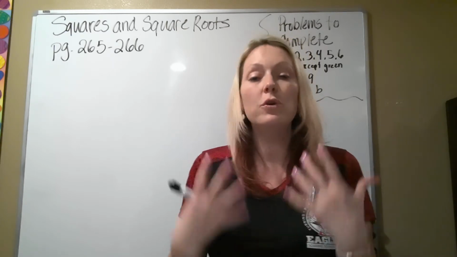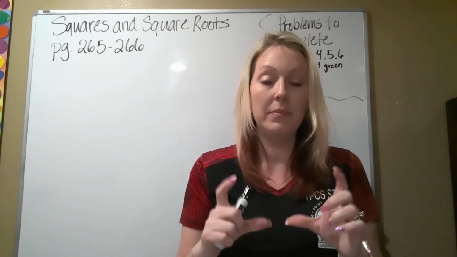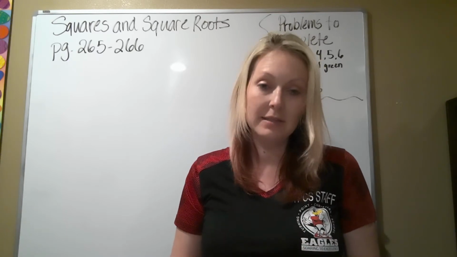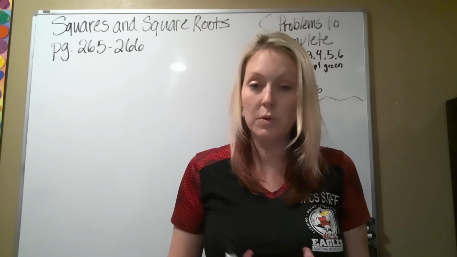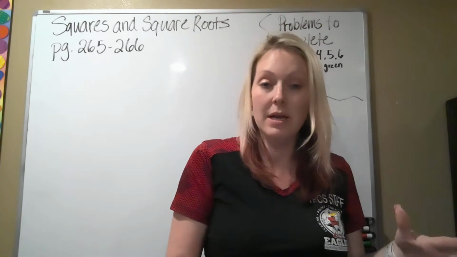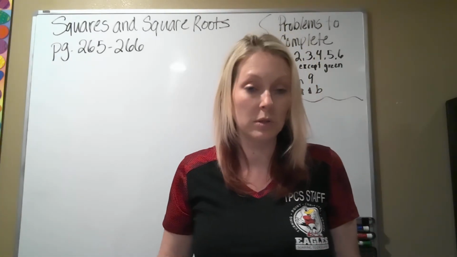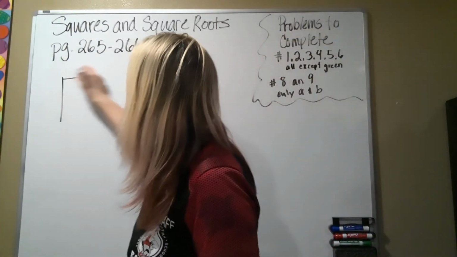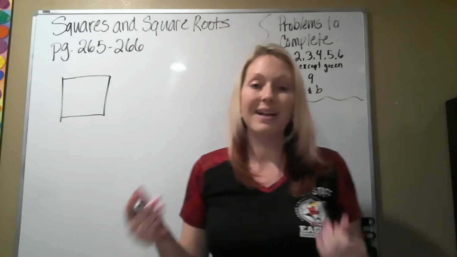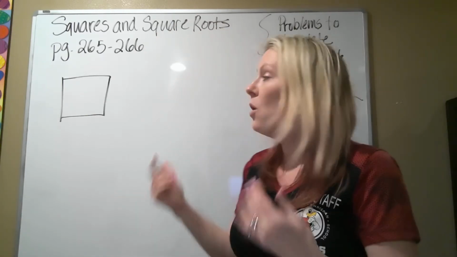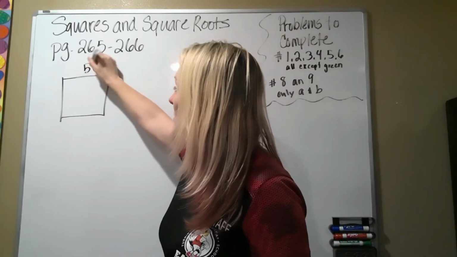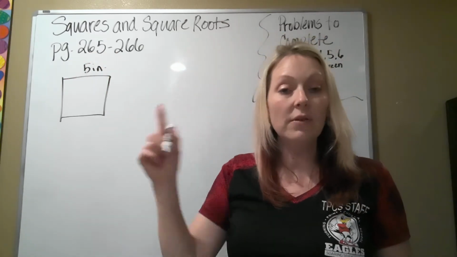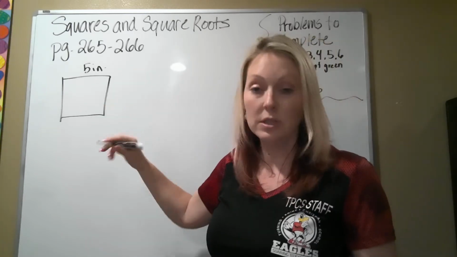If you were to take a look at the yellow box on your page, you would start to see a few different things. I want to go through a few steps with you just to remind you of what area is so that we can get through squares and square root. So we know that a square, if we wanted to find out the area of a square, say this was 5 inches, then we would know all of the sides are 5 inches because it's a square.